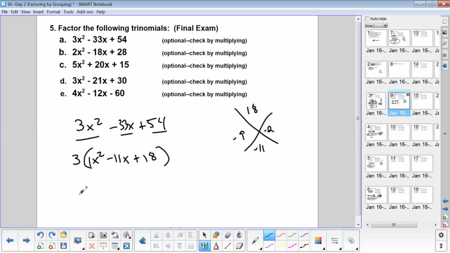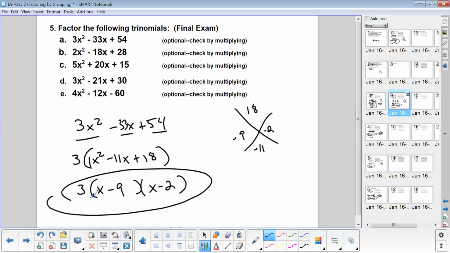Well, that's positive 18. So I still have to bring my 3 factor, but I'm allowed to write x minus 9 from here and x minus 2 from here. So this would be factored completely.